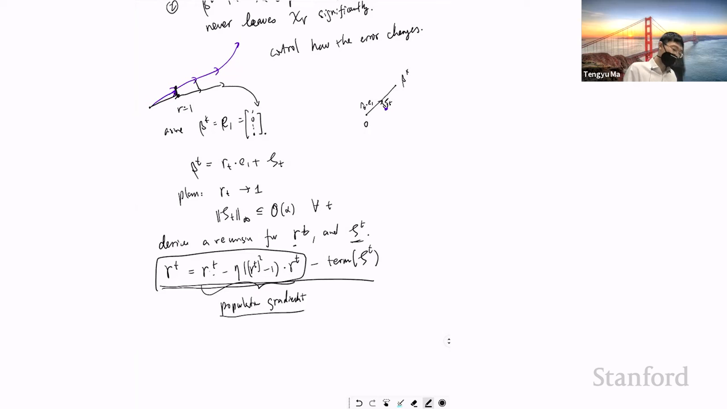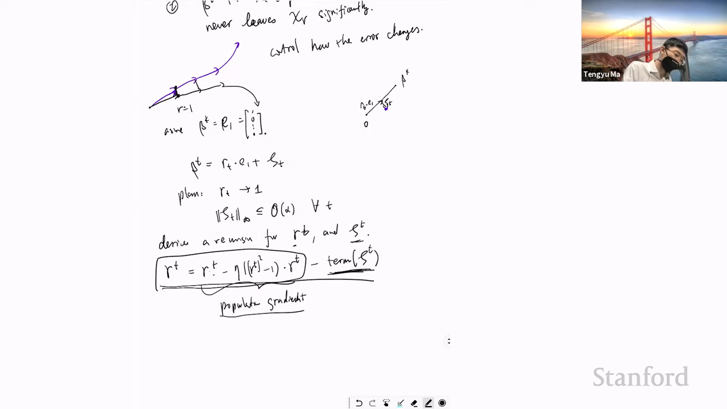So the only thing you have to deal with is how the error term affects you. And you inductively show the error is small. Under the assumption that the error is small, you can show that the update for R_t is basically doing the same thing as the update for beta t before. So that's how you deal with R_t.